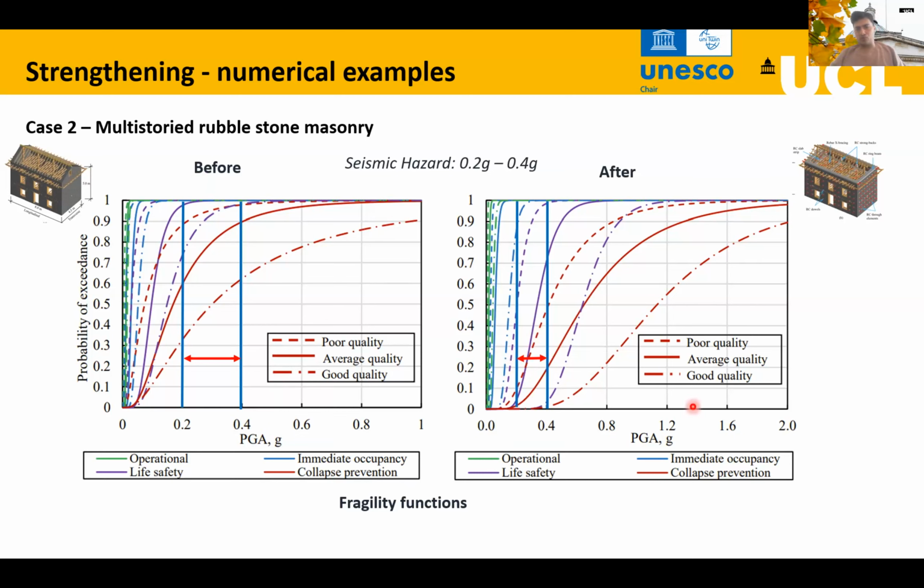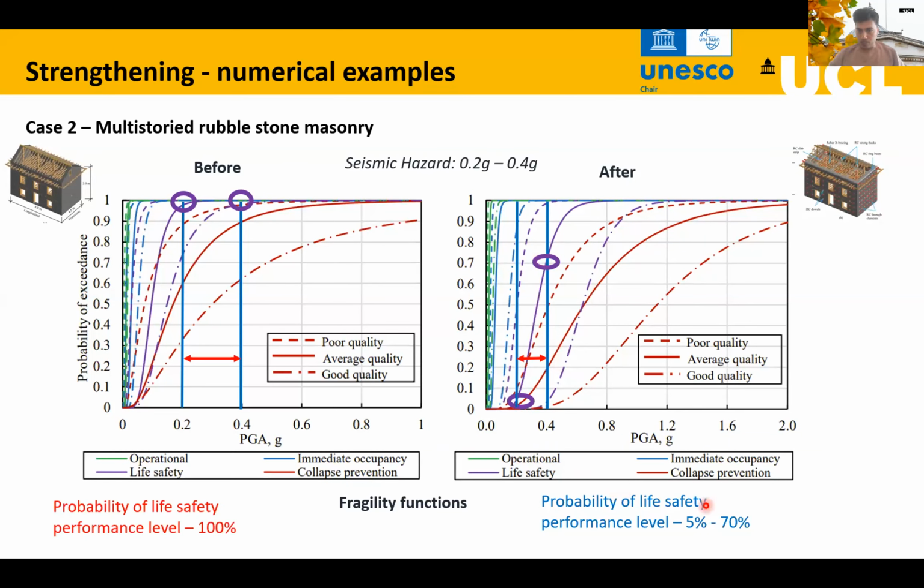And again, for the average quality, let's look at the continuous lines. For the life safety performance level, you can see here the probability of the building being beyond the life safety limit ranges from, let's say, 0.5% to 5% to 70%. So there is a drastic, a huge range of the probability within that small PGA range.